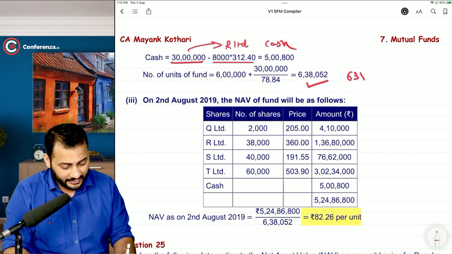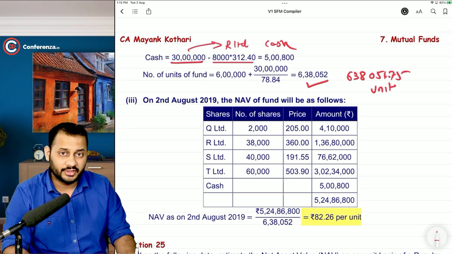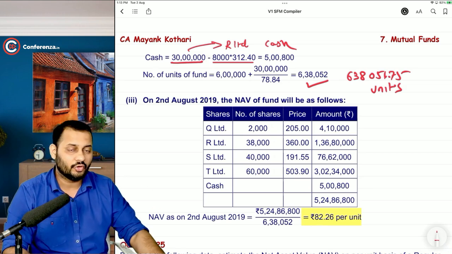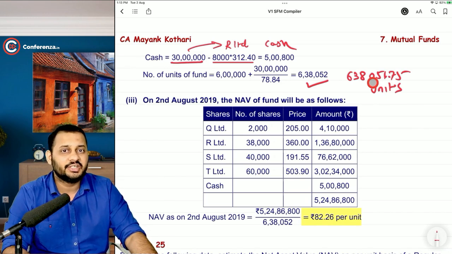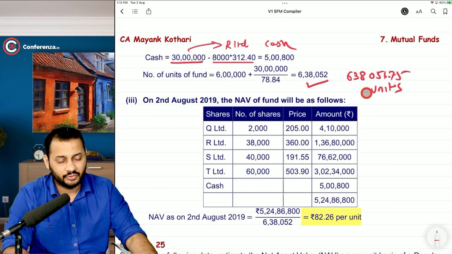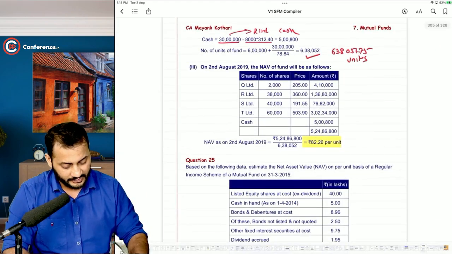So even if I am writing 638,051.75, this is true when I'm writing the units of a mutual fund, but this will go wrong if these are the equity shares of some company. Equity shares cannot be distributed in decimal, right? But units can be. So keep that in mind.